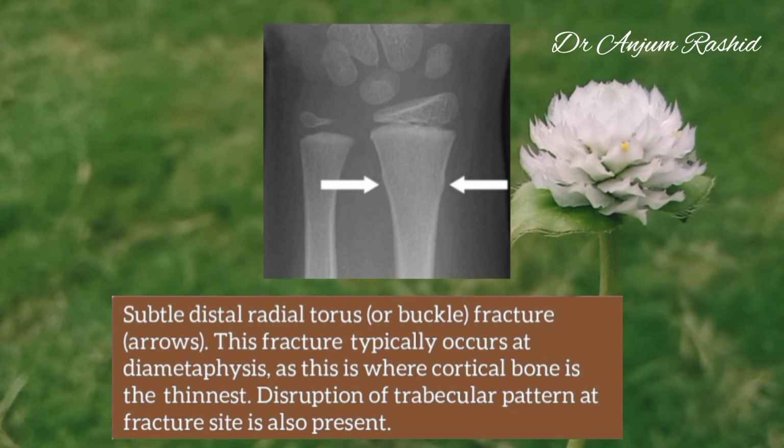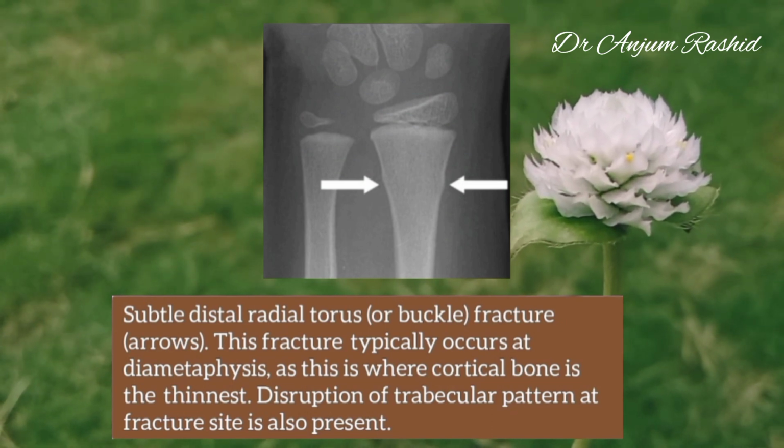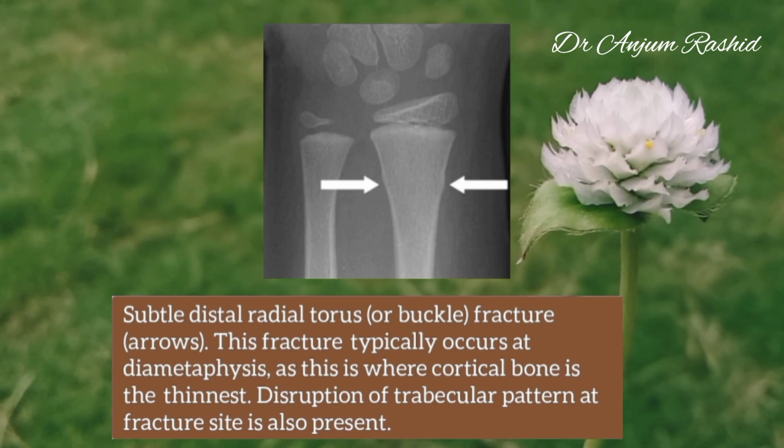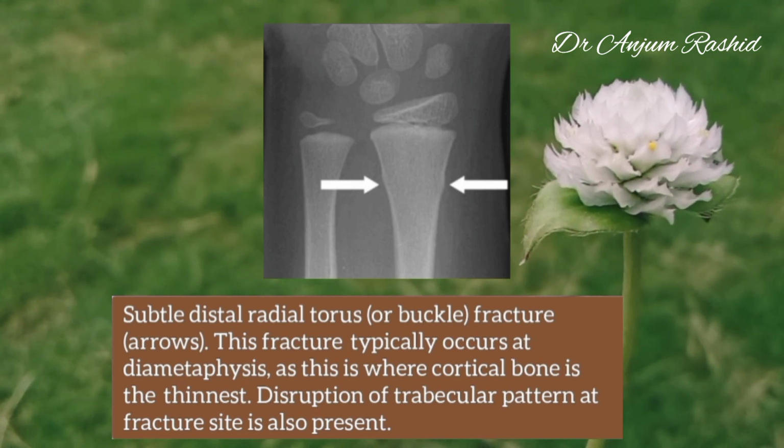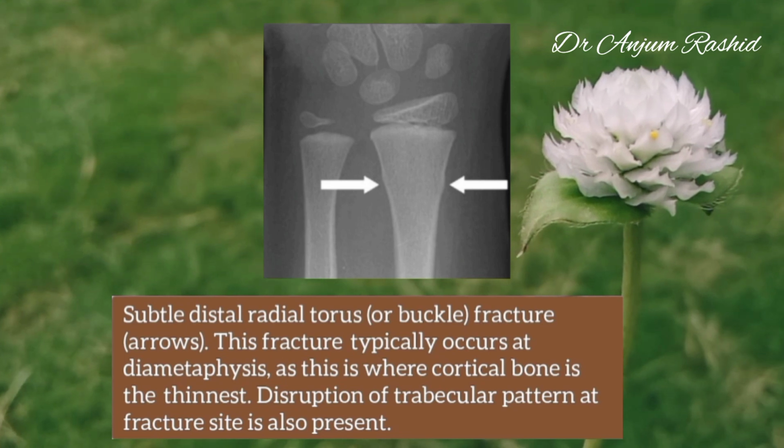Now, this is a subtle distal radial buckle fracture. This fracture typically occurs at the diametaphysis, where the cortical bone is the thinnest. Now, disruption of the trabecular pattern at the fracture site is also present in this X-ray.